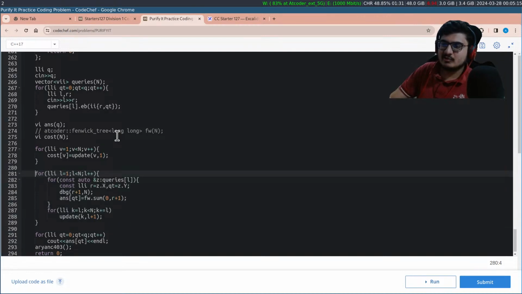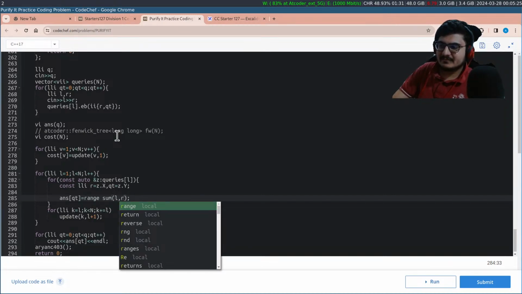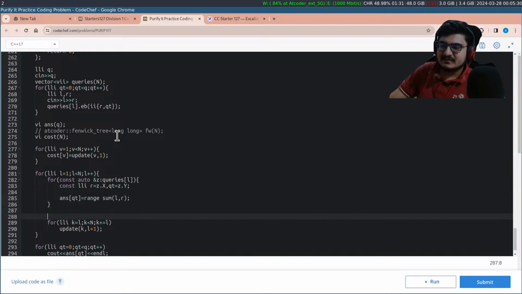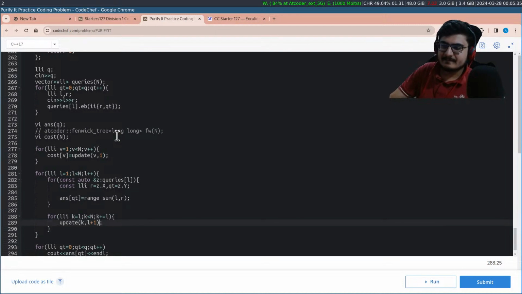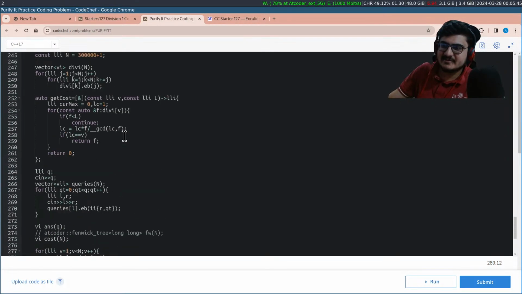And then I start from L equal to 1. I looked at all the queries that start from 1. I look at its R and I look at its Q. And let's say I can find the range sum from L to R. I mark this as the answer. Now I will start deleting all the values from L. So I look at all the multiples of L. And I can again find the new cost using the same method I have written, the same greedy idea.